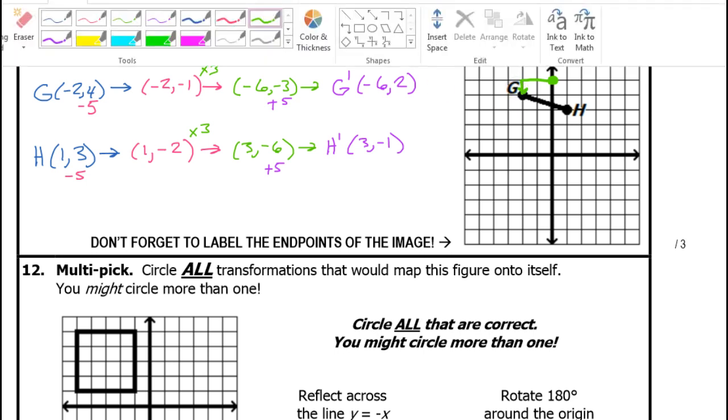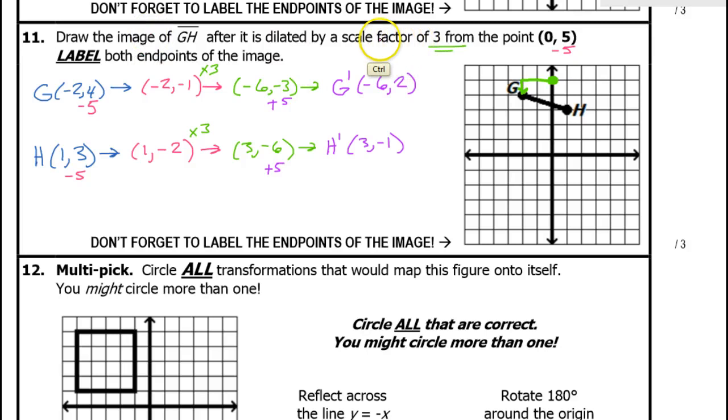So I'm going to dilate that path. So since the scale factor is 3, I need to multiply everything I just did by 3. I need to triple it. So instead of going left 2, I'm going to go left 6. Instead of going down 1, I'm going to go down 3. Okay, so I'm going to triple this. So I'm going to go left 6 and down 3.